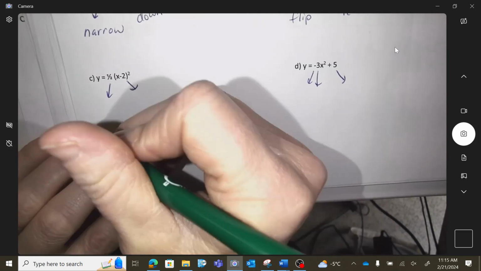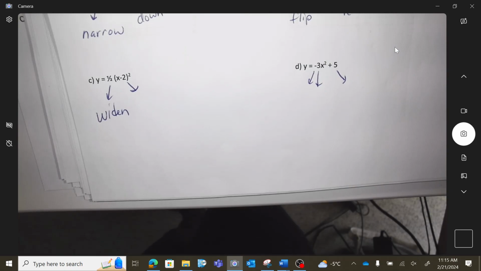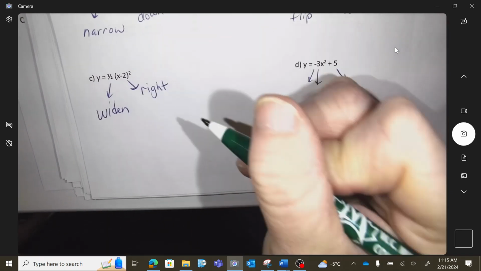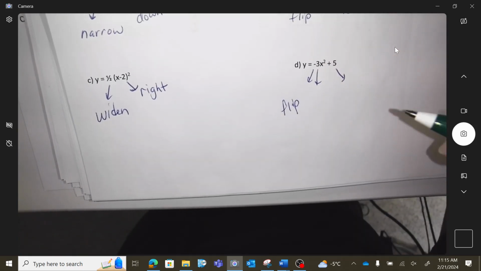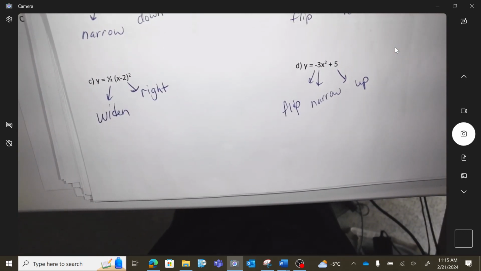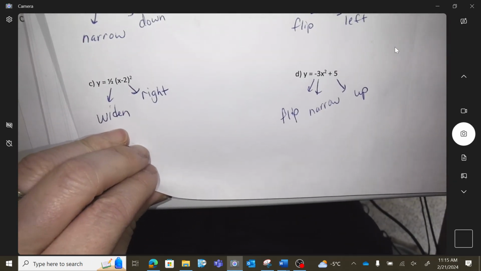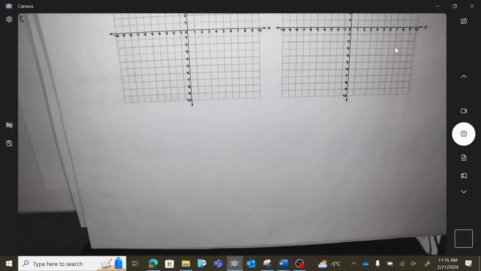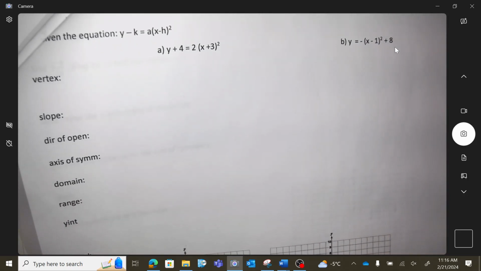Okay, question C, that should have widened it and moved it to the right. And the last question, I should see a flip, a narrow, and an up. Okay, so then we got into how to graph, and then I gave you this little pink paper.